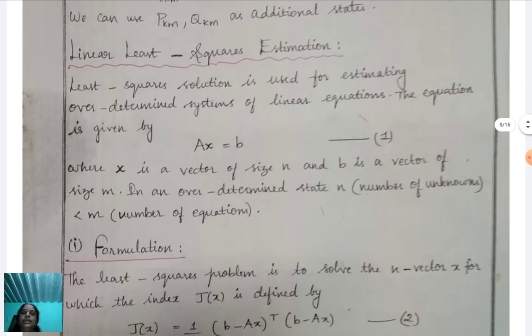Now, linear least square estimation. The least square solution is used for estimating over-determined systems of linear equations. The equation is Ax equal to b, where x is the vector of size n and b is the vector of size m only. In an over-determined system, n, the number of unknowns, is less than m, the number of equations. M denotes the number of equations, n denotes the number of unknowns.